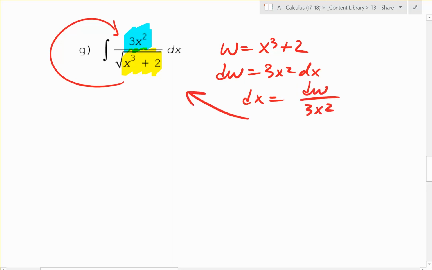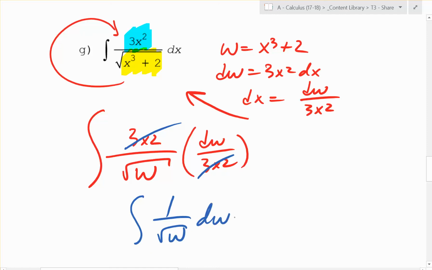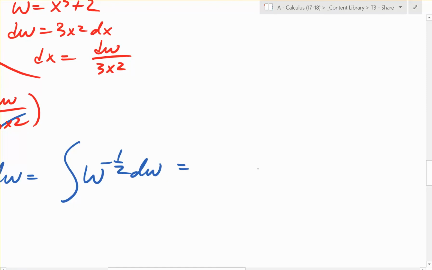And now we do the substitution. So we have 3x squared on top over the square root of w, but instead of dx we write dw over 3x squared, and look what cancels. That's kind of nice. So we ended up with 1 over the square root of w dw. Convert that to exponential form, it's w to the negative 1/2 dw. And when you integrate that, you know it's going to be w, what's 1 greater than negative 1/2? Well, that's positive 1/2. What cancels with 1/2 to get 1? Well, that's going to be 2 over 1 plus c.